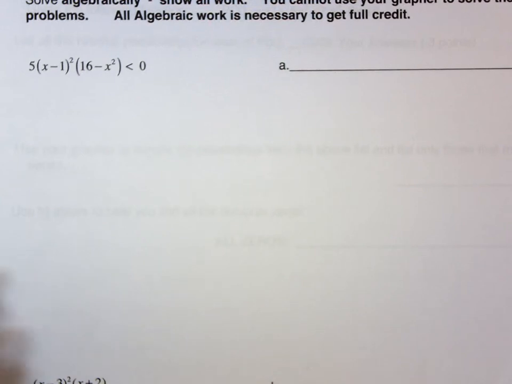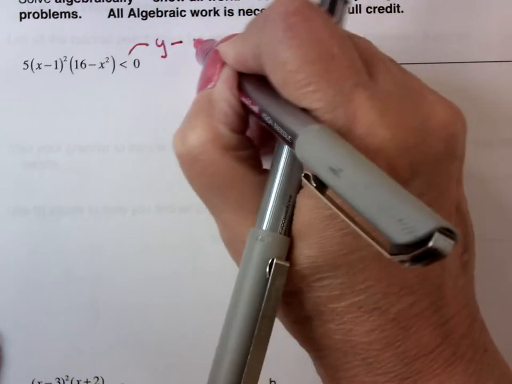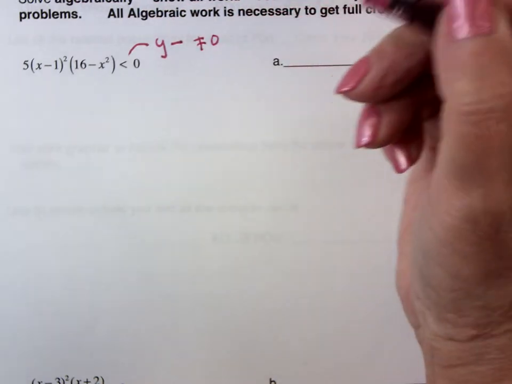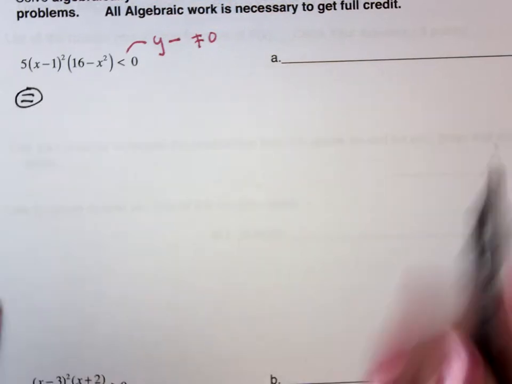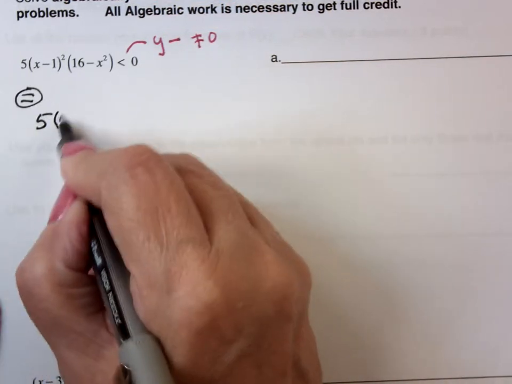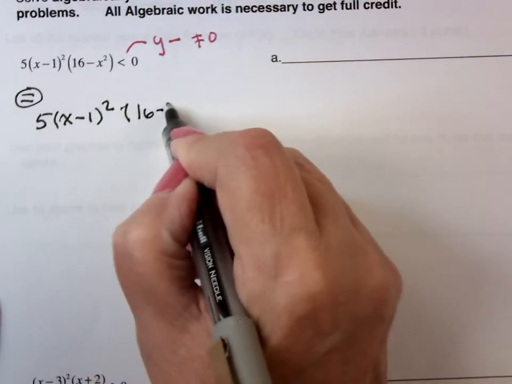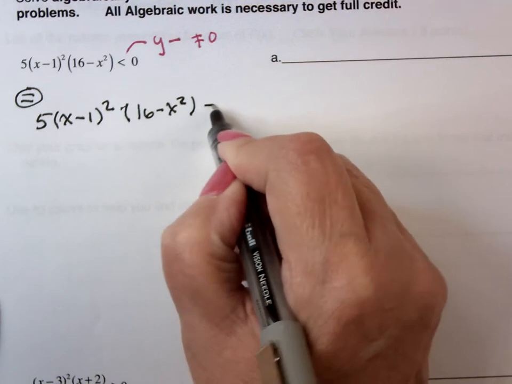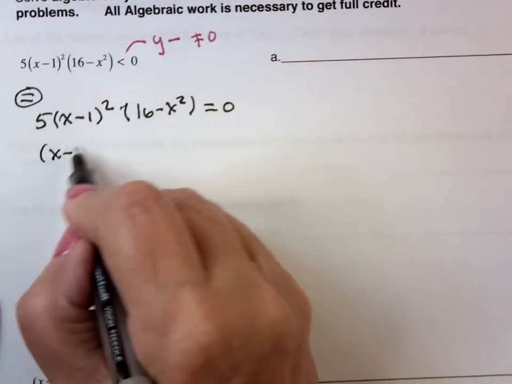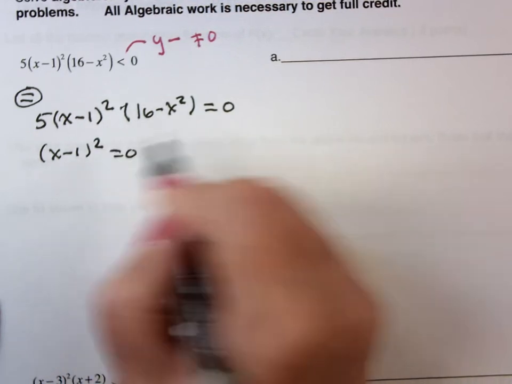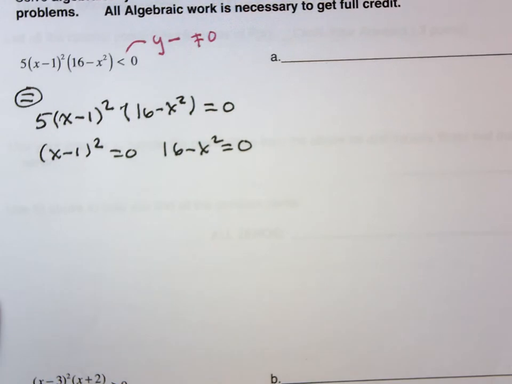Our inequalities. First thing I do is, this says y is negative and not equal to 0. So I first solve the equal equation to get my critical numbers. That's where 5 times (x minus 1) squared times (16 minus x squared) equals 0. This says that (x minus 1) squared equals 0, and 16 minus x squared equals 0.